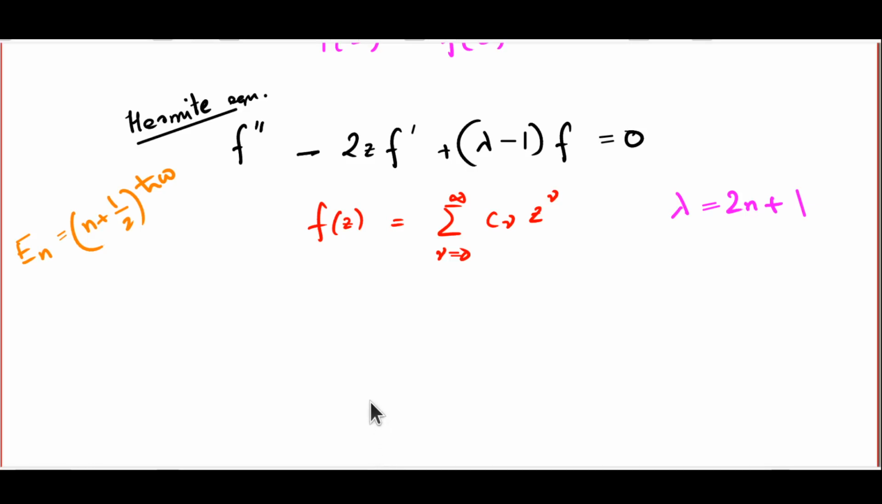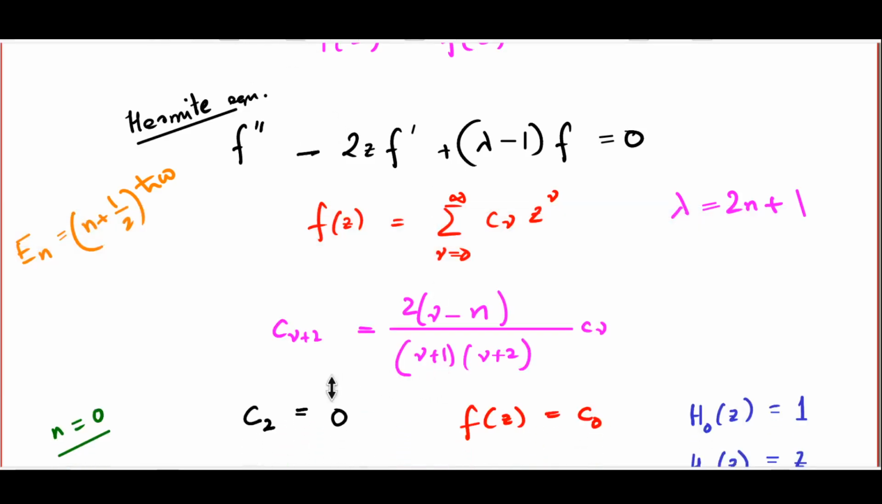Now, once we choose this particular lambda, the recursion relation between the coefficients c nu turned out to be this: c nu plus 2 is twice nu minus n by nu plus 1 into nu plus 2 times c nu. This shows that if n is a non-negative integer, then when nu is equal to n, the right hand side vanishes. So c n may not be 0, but c n plus 2 will be, and the series truncates.